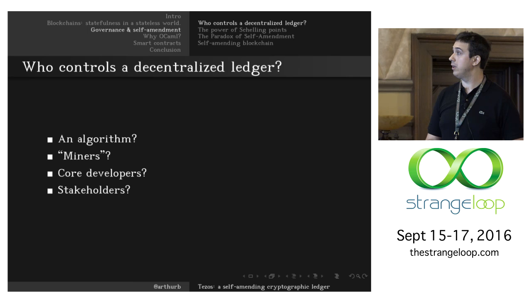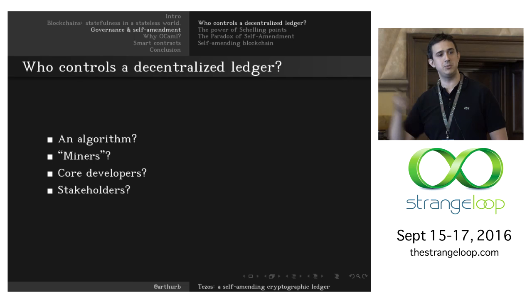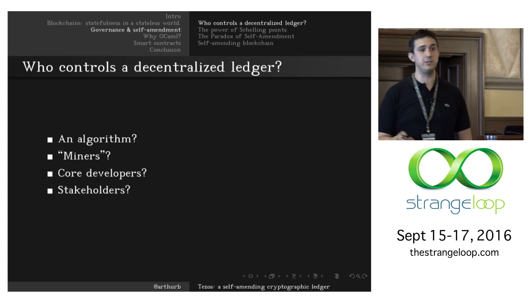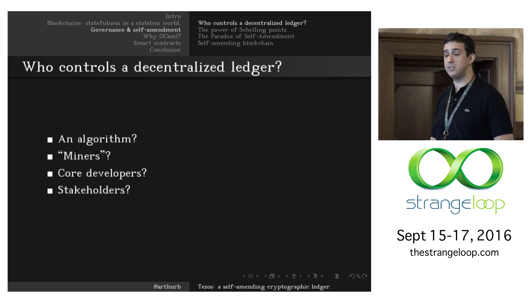So are the core developers in charge? Because the core developers tell us, well, this is a protocol. This is the official protocol. This is what you should be following. Well, not necessarily, because maybe the core developers disagree. Maybe they don't convince everyone to switch. So is it the stakeholders, the people who hold the coin? And there's no clear defined answer because there's no governance.